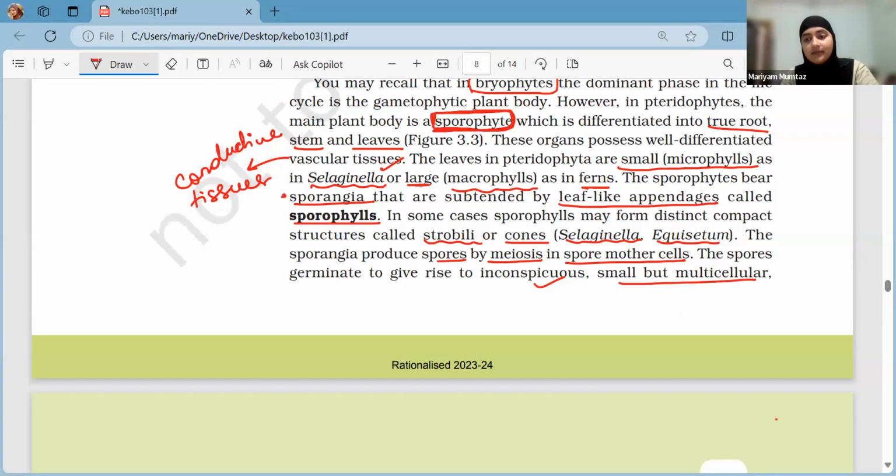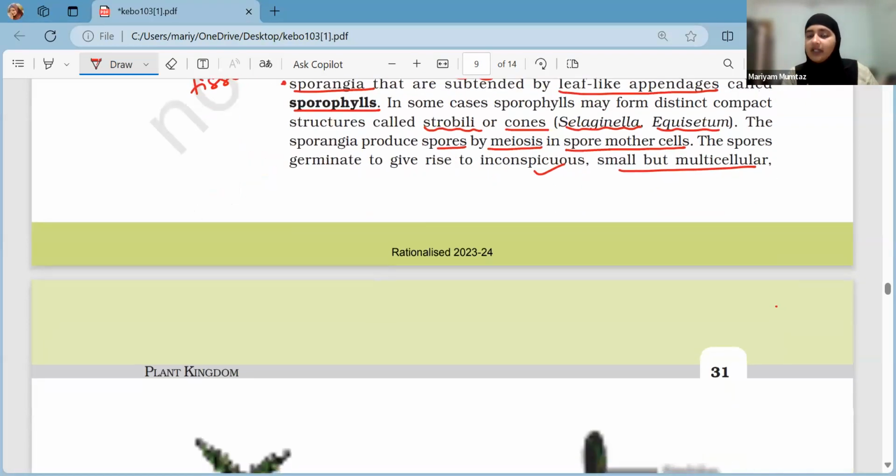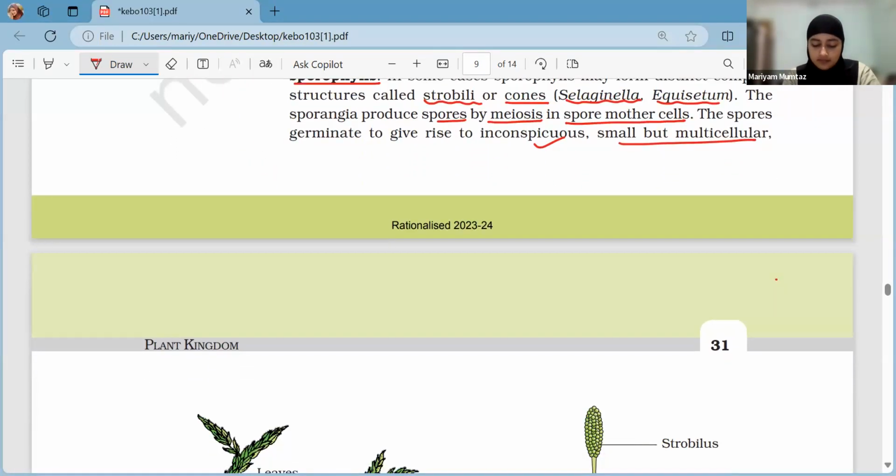Inconspicuous, what does it mean? Okay, first you tell me small but multicellular, meaning of that. Small shape or small body, but like many cells. Yes, it is compact, right? Tiny, but has multiple cells. Free living, you understand? Free living? Yeah, that means they are not attached to something.